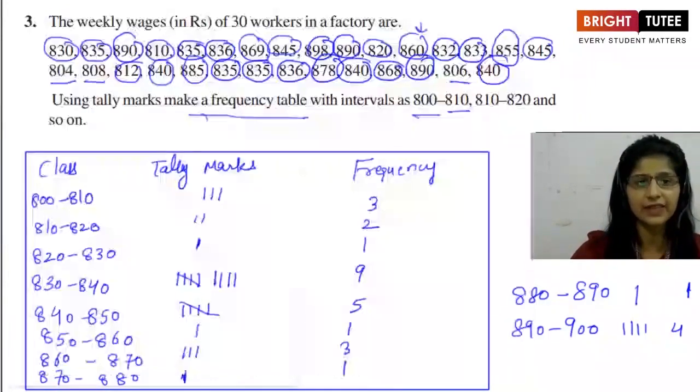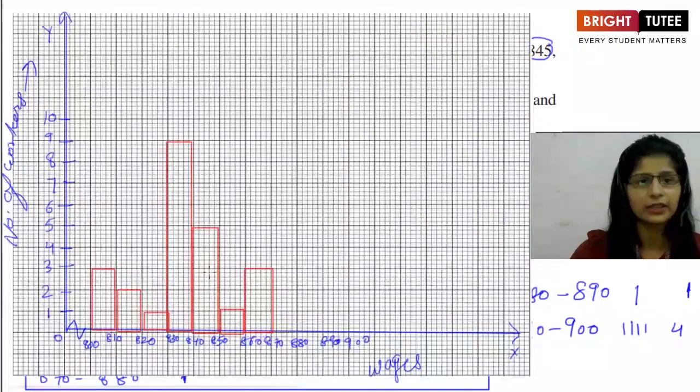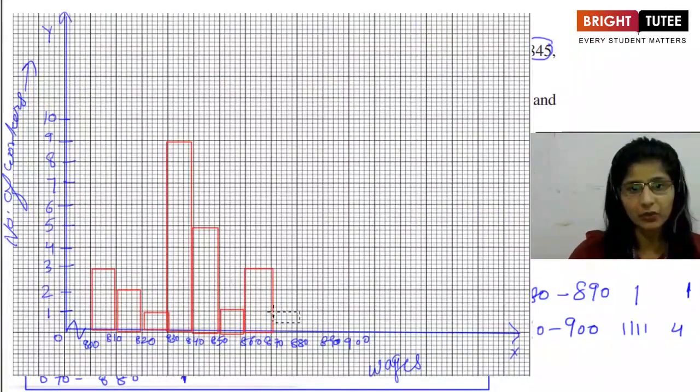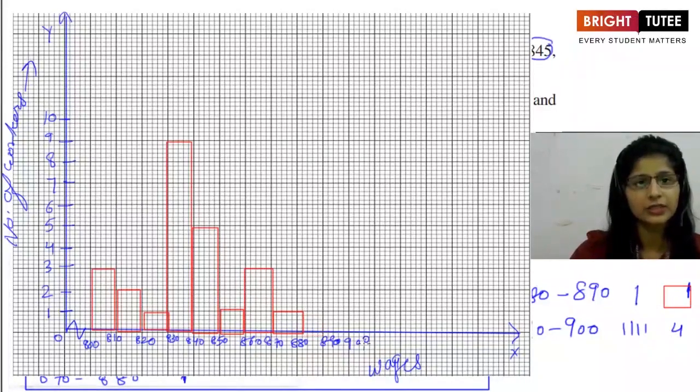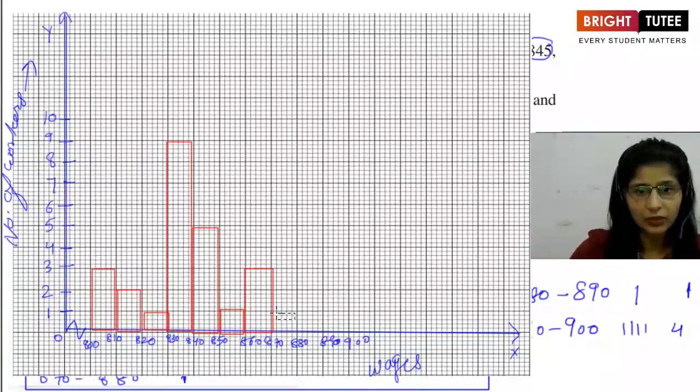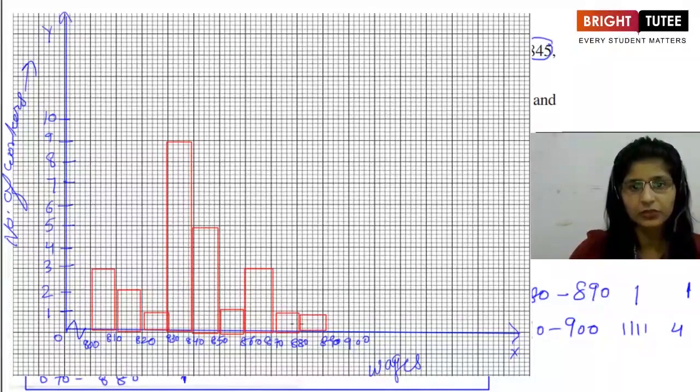The next one is 870 to 880. So 870 to 880 we have 1, marking 1. Okay. Then 880 to 890 we can see here it is 1. So 880 to 890 we will again mark 1. Let us make it more proper. So we'll do both. So we have 1 here, right? And we have 1 here. So it would be like this.